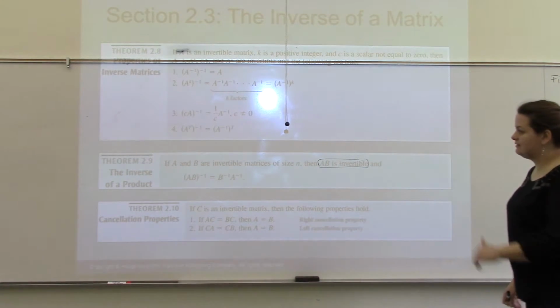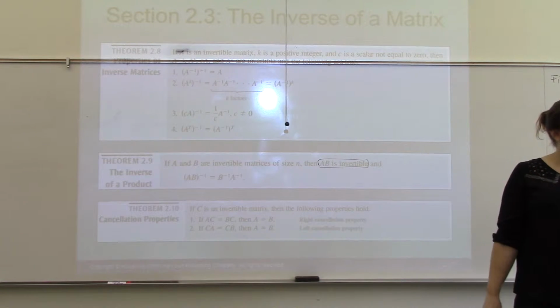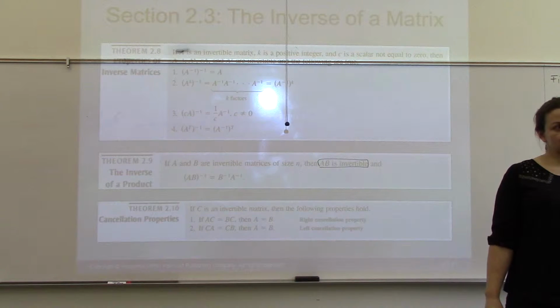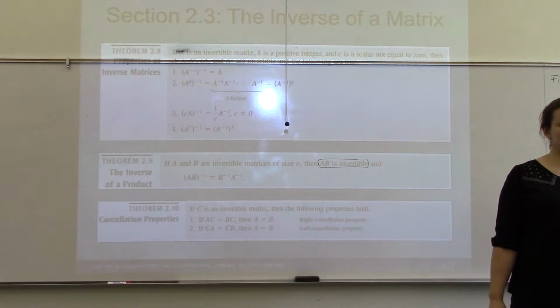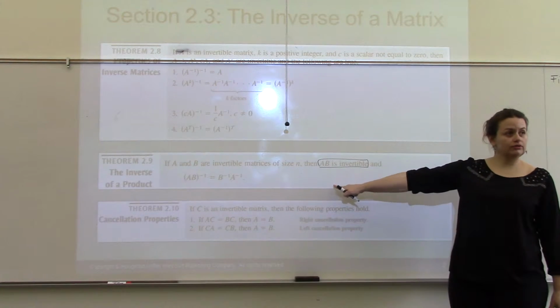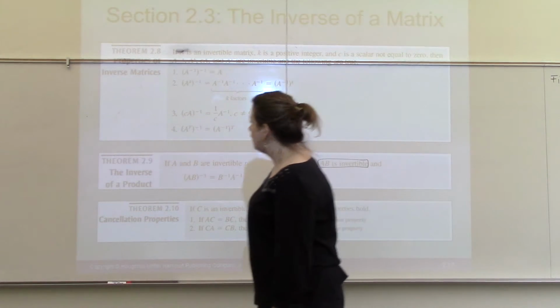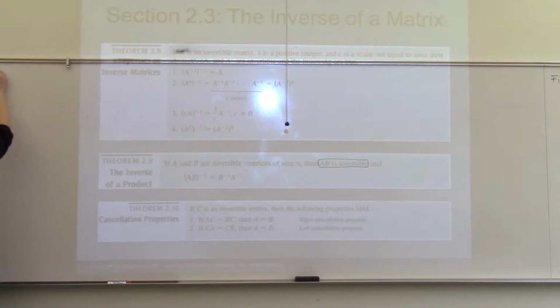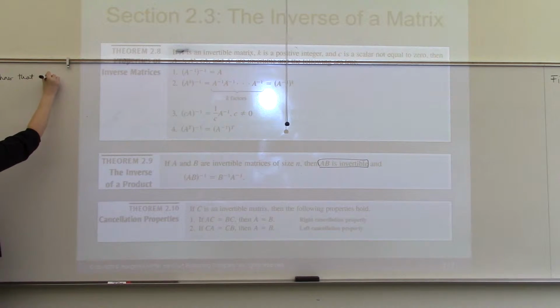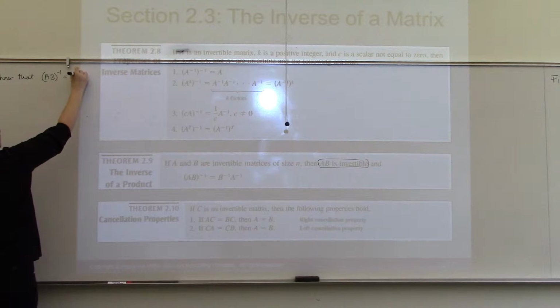So let's see. How is this proof different than the one that we just did? The proof that we just did showed that the inverse is unique. This has to do with the inverse of a product of two matrices. Okay, so I have to show that the inverse of A times B is equal to B inverse A inverse.